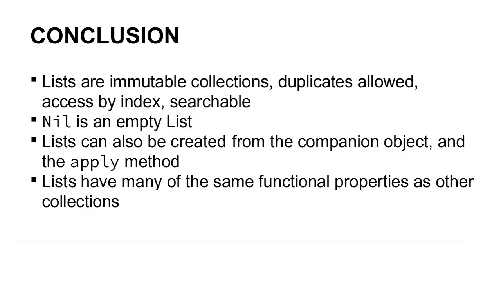Lists can be created from a companion object using the apply method. I don't have a bullet on this one. We created a list using :: and nil. Two different ways we can create a list. And lists have many of the same functional properties as other collections. We just discussed mkString right now. We can use that mkString for sets, maps, etc. All about having a clean API.